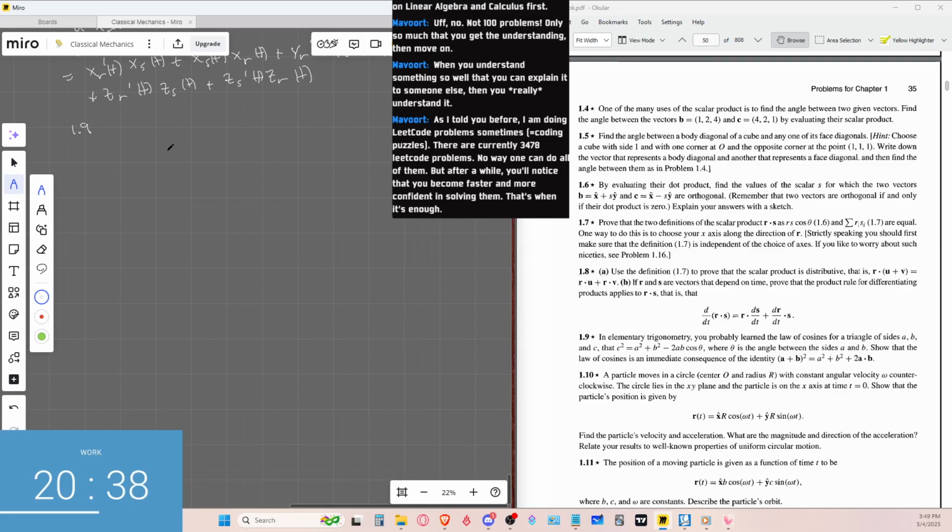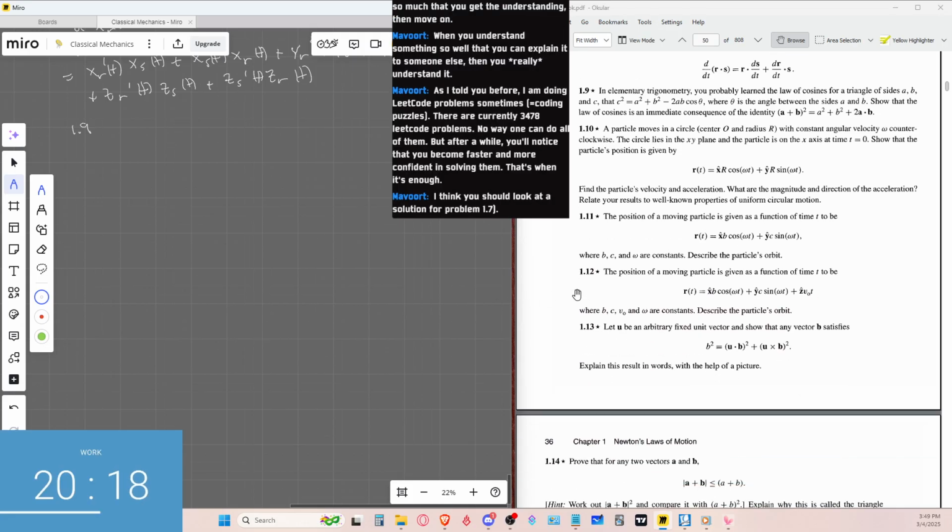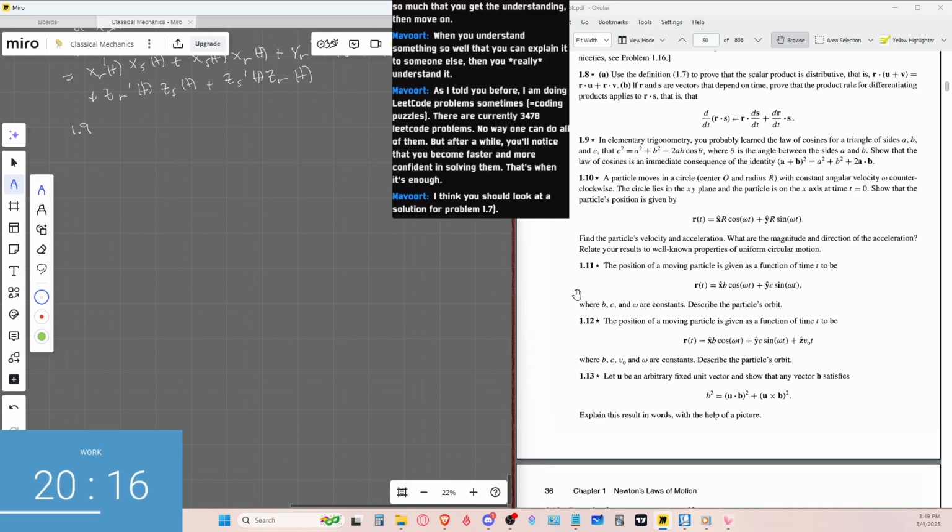Okay, in elementary trigonometry, you probably learned the law of cosines for triangle sides A, B, and C. Right, yeah, we just wrote that there. I'm surprised I actually remember this. Actually, can you guys see the problem? Let me just scroll up a little bit so you guys can see it. There we go.